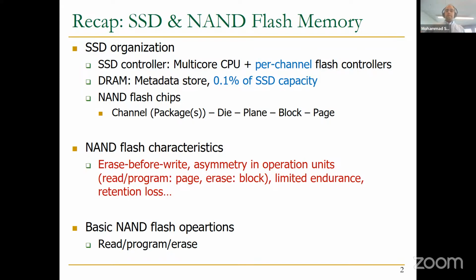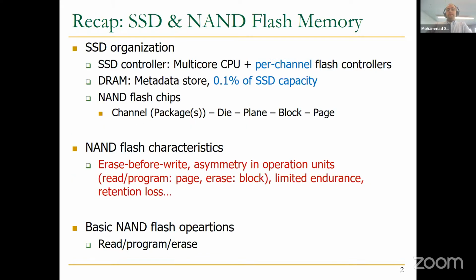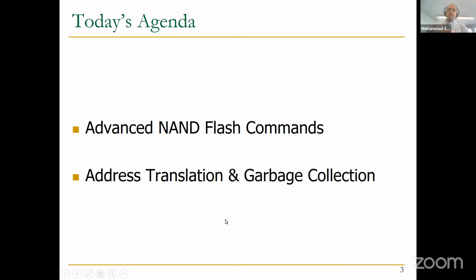We also discussed basic NAND flash operations, that is, how we do read, program, and erase. But today we're going to look into some advanced NAND flash commands. And after that, we're going to look into address translation, which is basically a result of these characteristics of NAND flash, that we need erase before write and we do out-of-place updates. As a result, we need this address translation step and garbage collection. So we're going to get into that hopefully today as well.